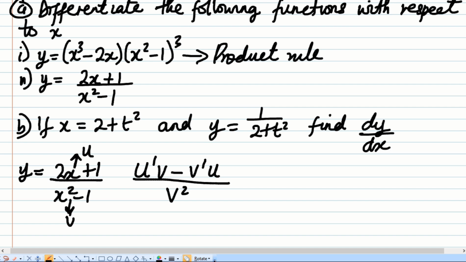So what's our u now? We say that our u is going to be 2x plus 1, and our v is going to be s squared minus 1. Now we need to find the u prime.